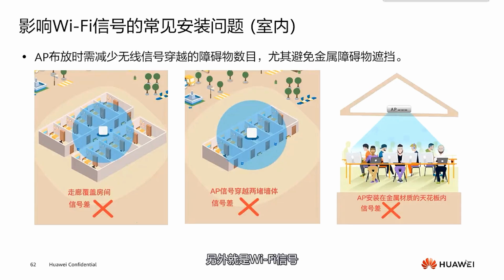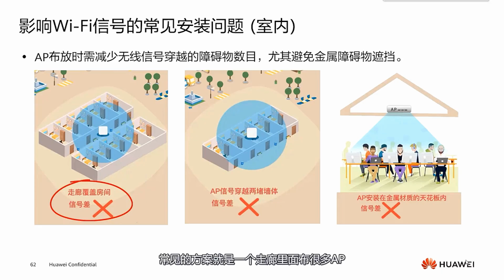Then there's the Wi-Fi signal indoors. To save money, a common solution is to place many APs along a corridor, then use the corridor's APs to cover the devices inside the rooms. This experience is very poor. This approach was commonly used in which scenarios? In university dormitories. Dormitories are the most common places for this, because it saves money.